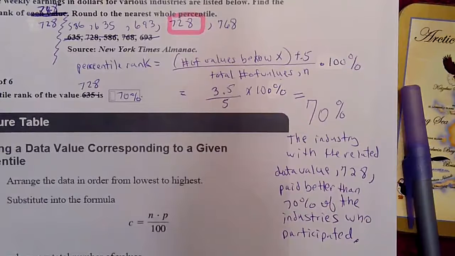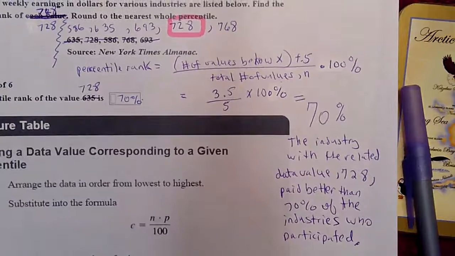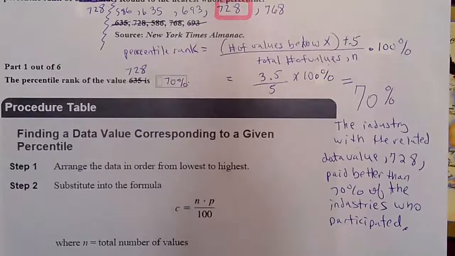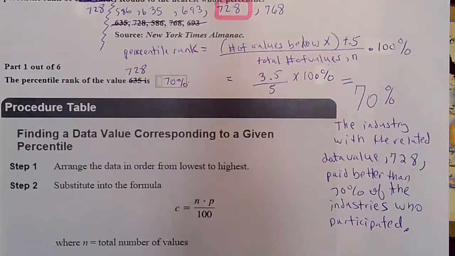And again, in pink, I just chose 728. I just chose that, okay? Okay, we got that written down. All right, so there's 3 percentile ranks there, okay? All right, so now we go on to the next one. So I got that accounted for.